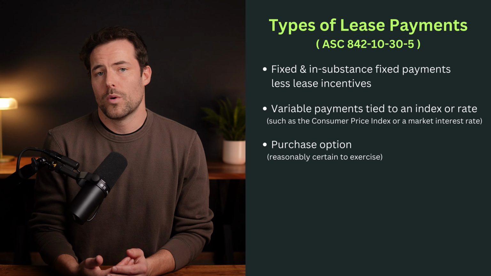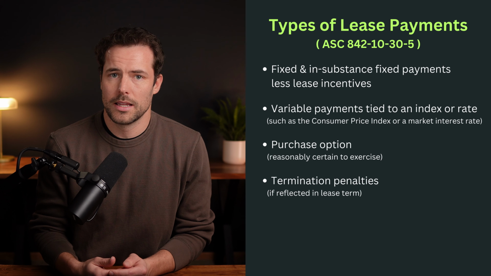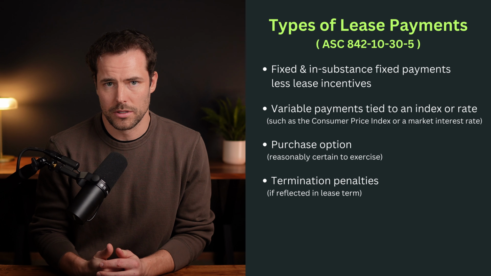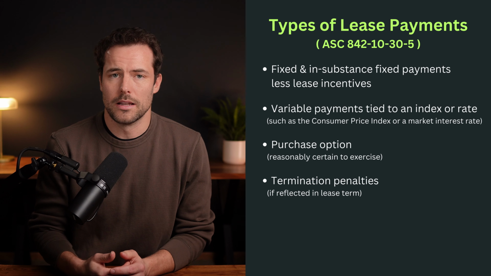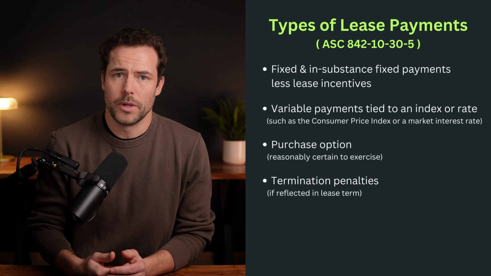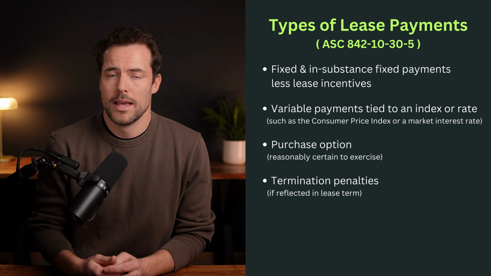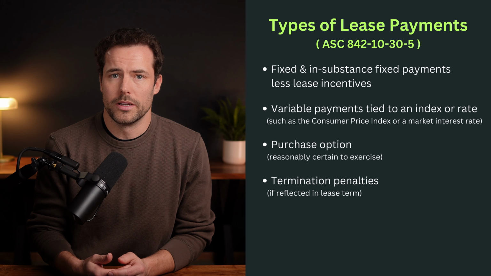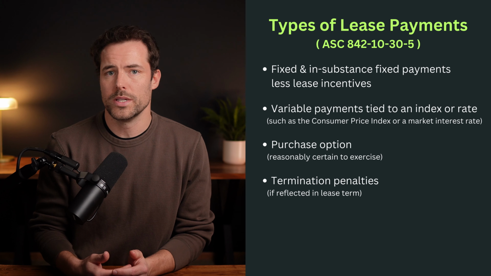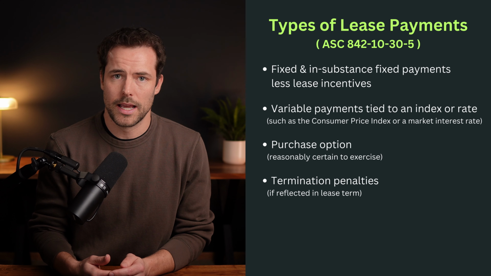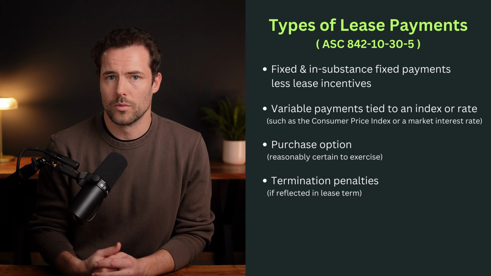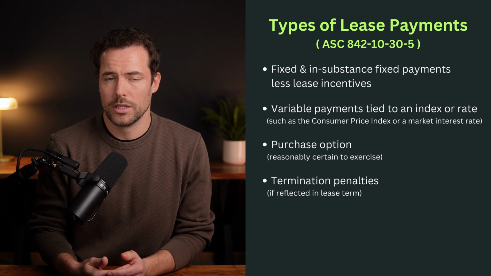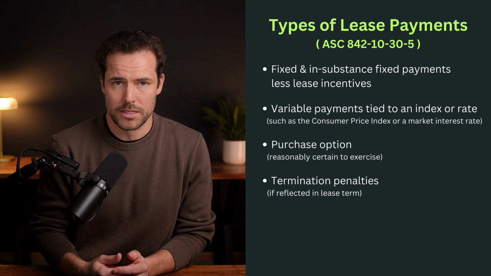The fourth type of lease payment is any penalty for terminating the lease, but only if the lease term assumes we'll exercise that termination option. Remember, the lease term includes the non-cancelable period, any renewal periods we're reasonably certain to exercise, any termination periods we're reasonably certain not to exercise, and any renewal periods controlled by the lessor. So if we sign a 5-year lease with the option to terminate after 3 years, and we're reasonably certain we'll exercise that option, the lease term becomes 3 years, and any penalty for that early termination is included in the lease payments.